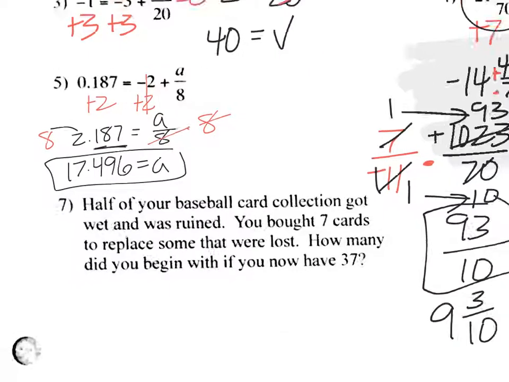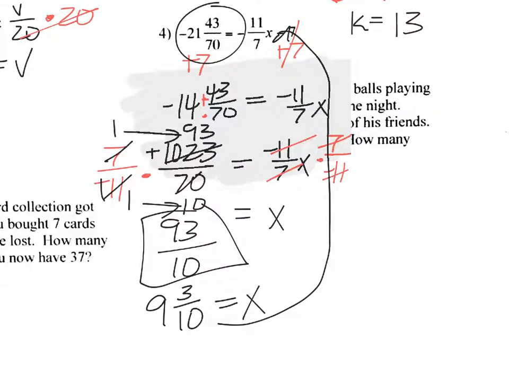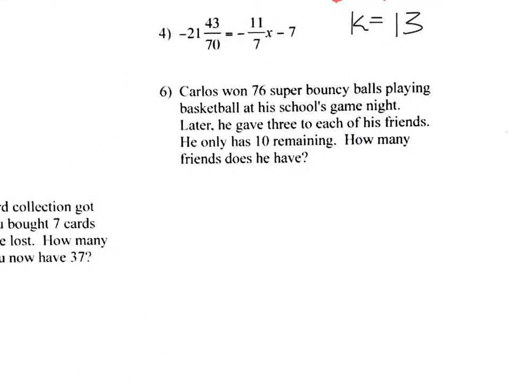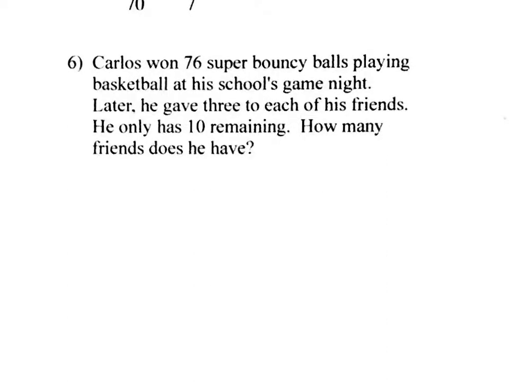Alright, now let's go back over here and let's look at this word problem. So I'm going to get rid of that stuff. Carlos won 76 super bouncy balls playing basketball at his high school's game night. Later he gave 3 to each of his friends. He only has 10 remaining. How many friends does he have? So one of the things we talked about with word problems, always make the variable represent the thing you know the least about. So in this case, that's how many friends. So I'm going to say we'll use F in this case just for friends.